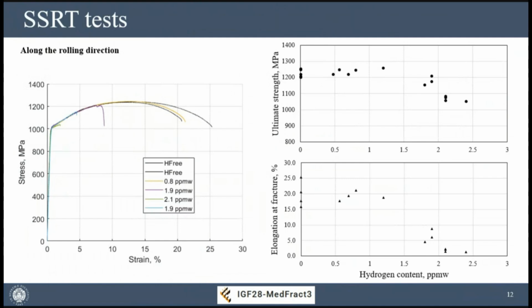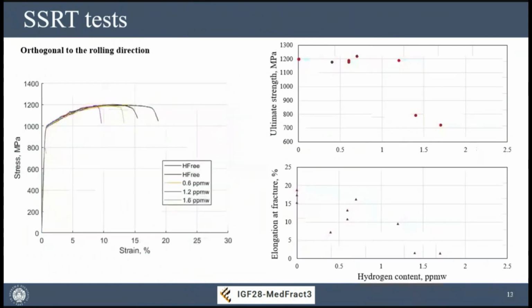If you consider the preliminary result that we have and the scatter that we measured in the as received material. Also, if we investigate what happens from samples extracted in a direction orthogonal to the rolling direction, the behavior is quite similar. Also here you have the curves of the two hydrogen-free samples and the curves related to different hydrogen contents, with the results presented in the same way as before.